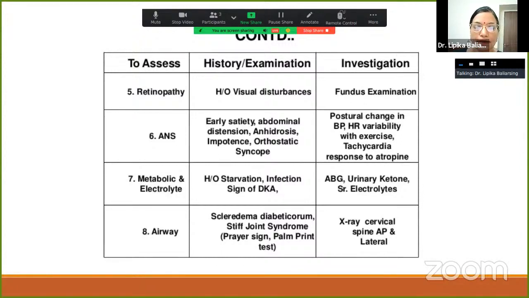If there is diabetic ketoacidosis. Then we have to check the airway evaluation, which is part of our anesthesia evaluation, because there can be scleroderma diabeticorum, stiff joint syndrome, or prayer sign or palm print test, which we have to conduct to know if we are going to encounter any difficulty in intubating the patient. And we ask for X-ray cervical spine lateral if it is very severe.